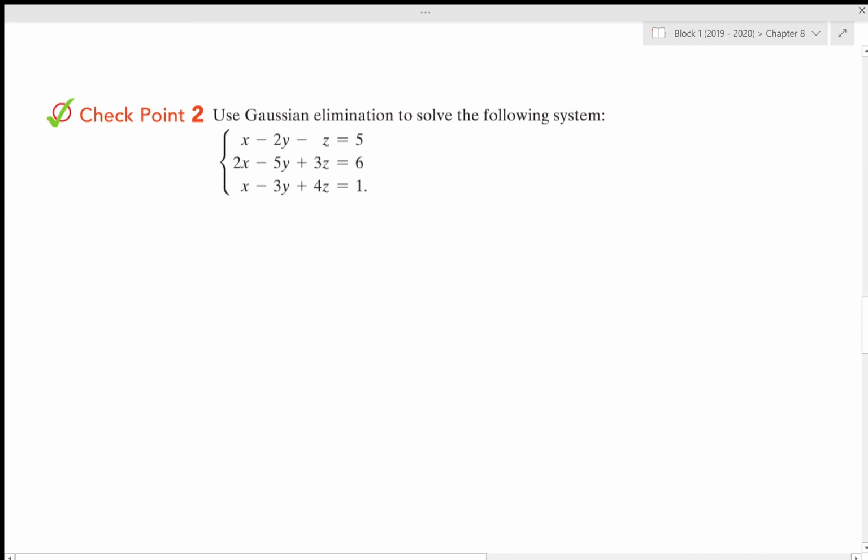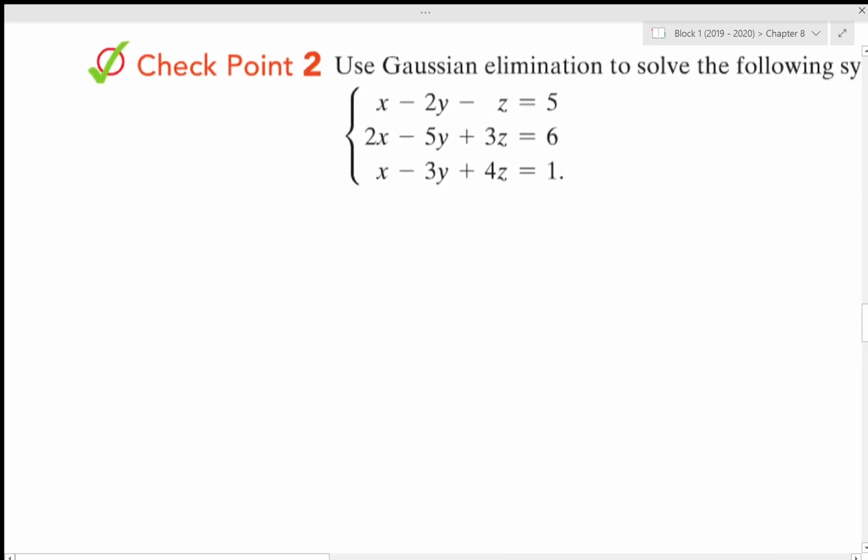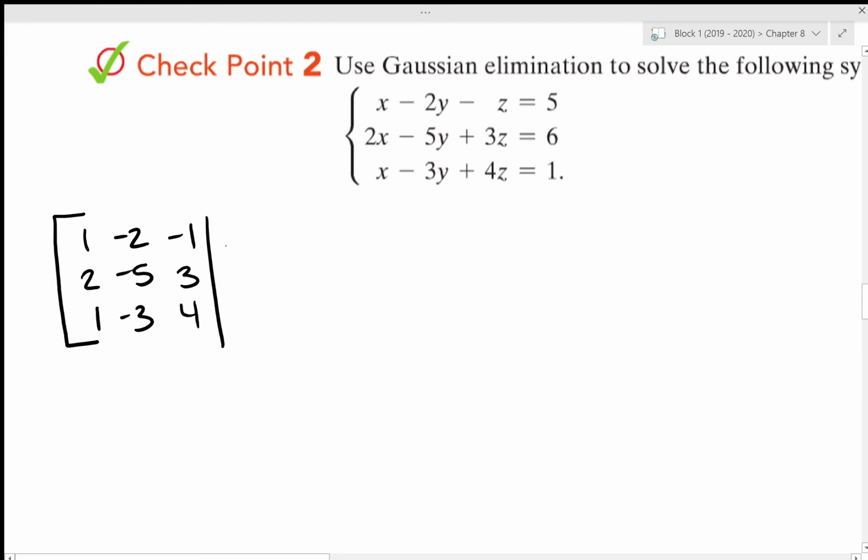let's do checkpoint 2. So I'm going to write it as a system. Not as a system, it's already a system. I'm going to write it as a matrix. 1, 2, 1, then I have negative 2, negative 5, negative 3, negative 1, 3, 4, line 5, 6, 1. So I already have the 1 in the top left corner, so less work for me to do. But I need to make zeros below, so I'm going to do negative 2 times row 1 plus row 2. And then I'm just going to do row 1 minus row 3. You could have also done negative row 1 plus row 3. It doesn't matter. But they both had 1s, so I just subtracted.